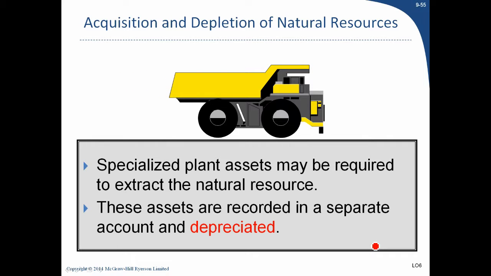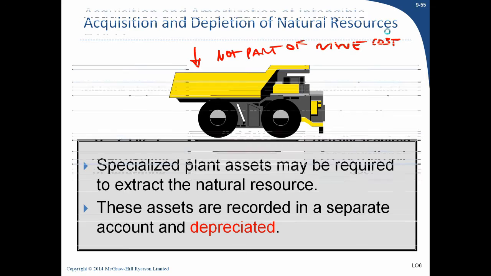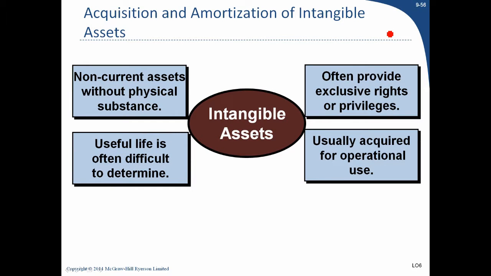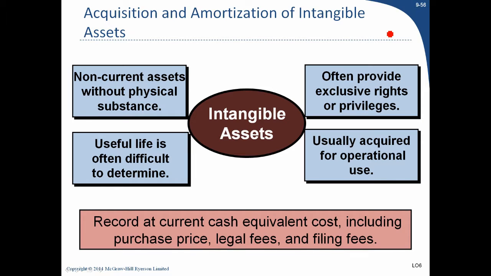Now that being said, specialized plant assets might be required to extract the natural resource. These follow the traditional depreciation rules. So this big mining truck wouldn't form part of the cost of the mine. But it would be depreciated just like any other piece of equipment would be. So it's only cost related directly to the natural resource. That's it for tangible assets.